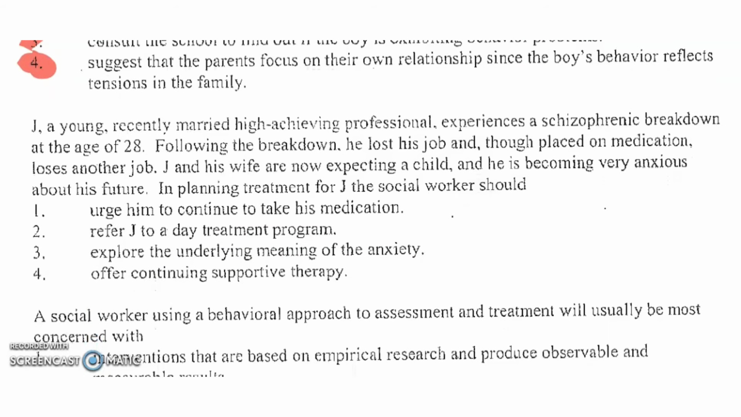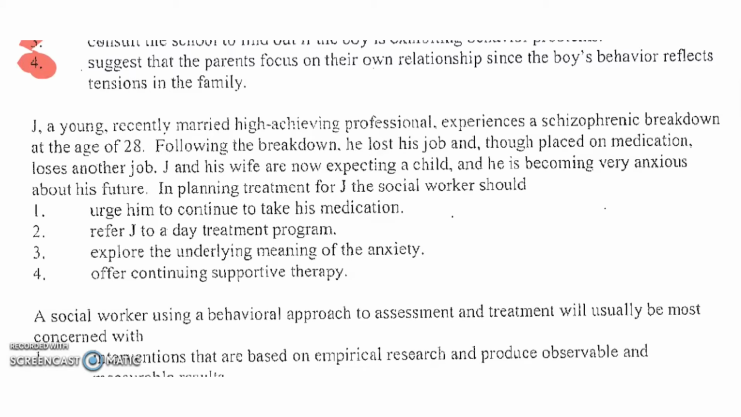Let's go to one more, number 89. It says Jay, a young, recently married, high achieving professional, experiences a schizophrenic breakdown at the age of 28. Following the breakdown, he lost his job and, though placed on medication, loses another job. Jay and his wife are now expecting a child, and he's becoming very anxious about his future. In planning treatment for Jay, the social worker should.